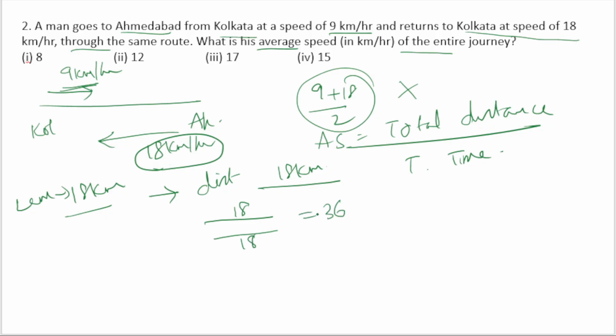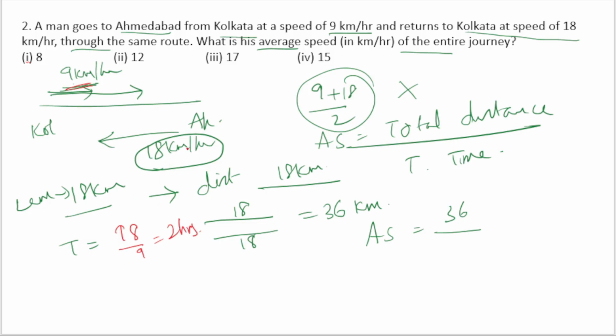Total distance is equal to 18 plus 18, 36 kilometers. So average speed is equal to total distance 36 divided by total time. What is the time he has taken? In one way he traveled with 9 kilometers per hour. So the time taken is distance 18 divided by 9. It is 2 hours.